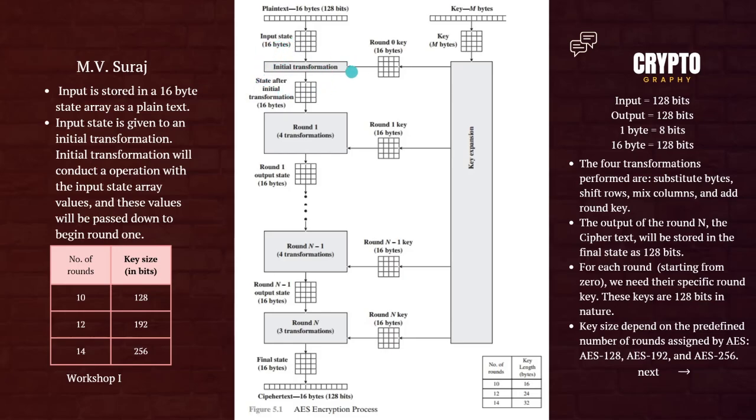perform an initial transformation on this input state array using the round 0 key, and then the output of the initial transformation is given to round 1, where we will perform the round 1 operation with the round 1 key. So basically the input state, which is 16 bytes, has an operation performed on it using the round 0 key, which is the initial transformation. The result is the state after the initial transformation, which is also 16 bytes. So no data is added or lost. This basically scrambles the data to keep it more secure, just for the initial transformation.